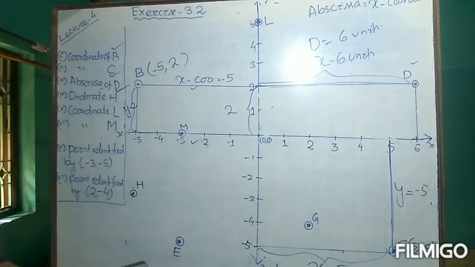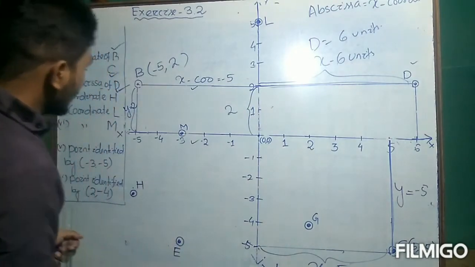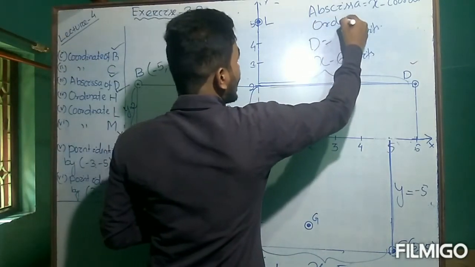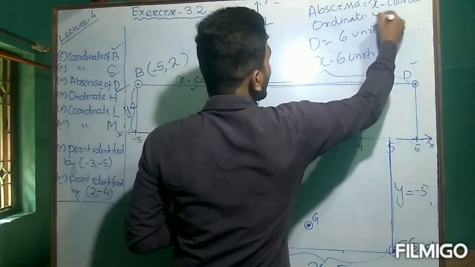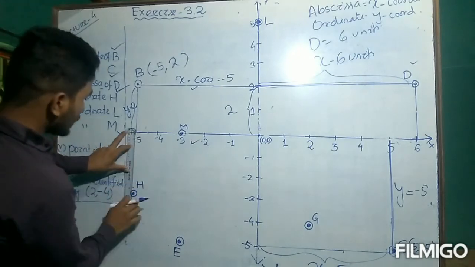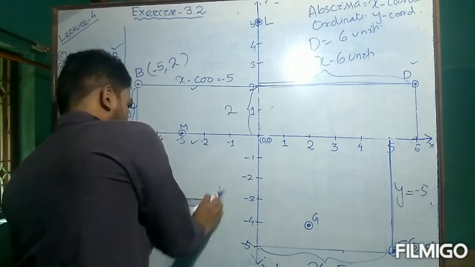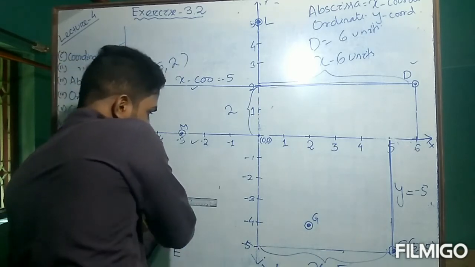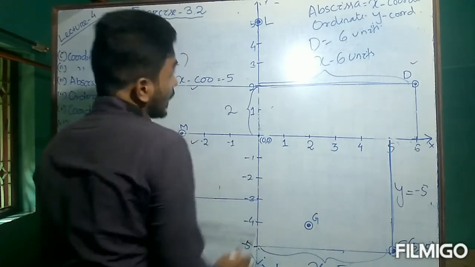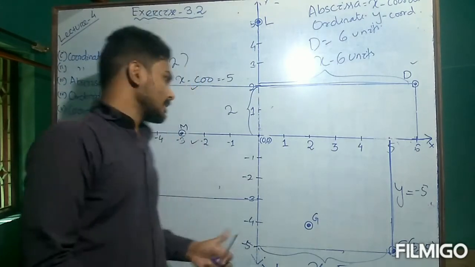Clear? Now find the ordinate of H. Similarly, ordinate means what? Ordinate means only the y coordinate. So for the y coordinate, again draw two perpendicular lines first, one to the x axis and another to the y axis. Clear? Now the y coordinate, or the ordinate, means the perpendicular distance from the x axis.